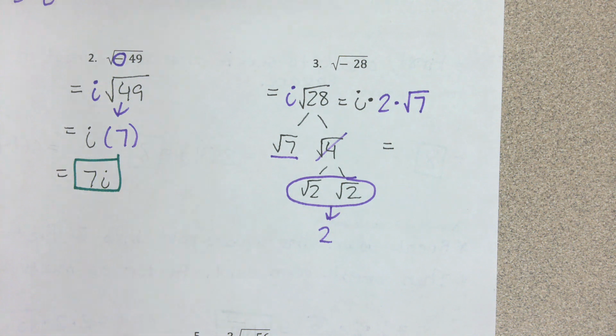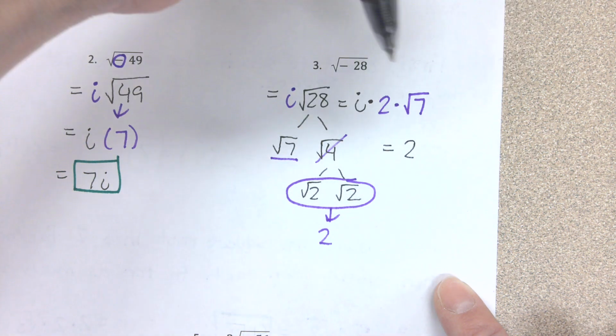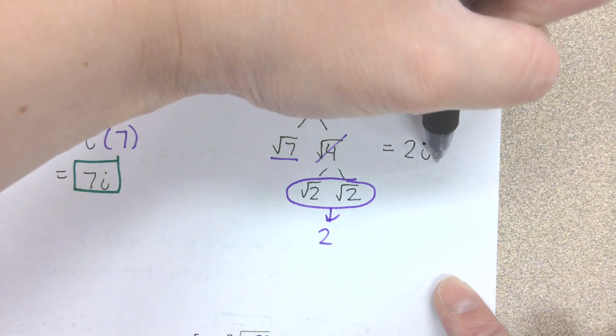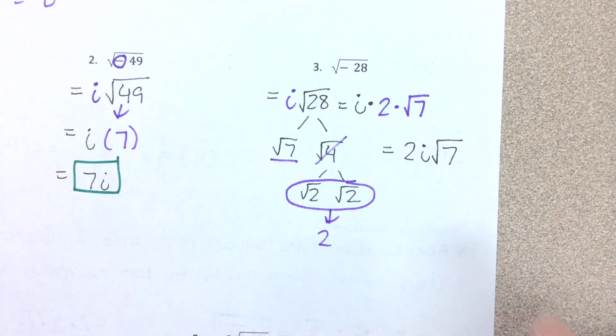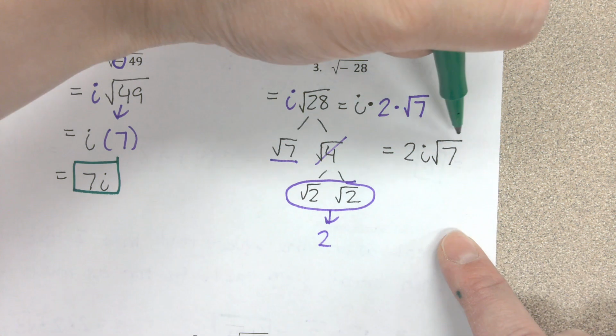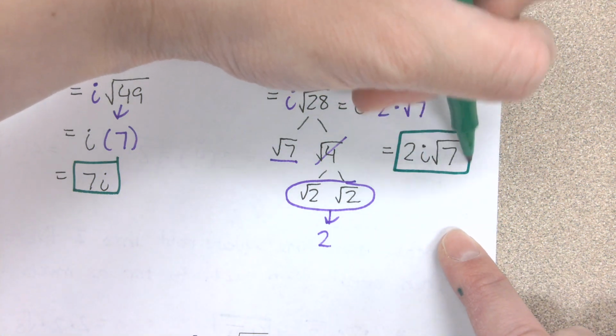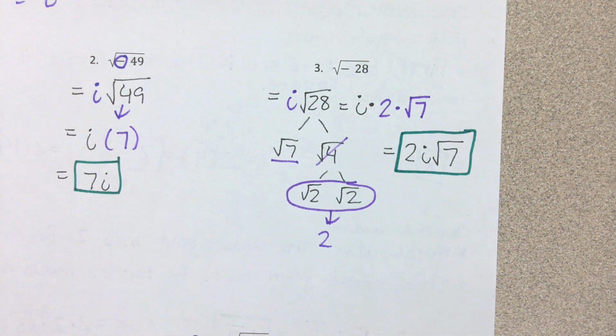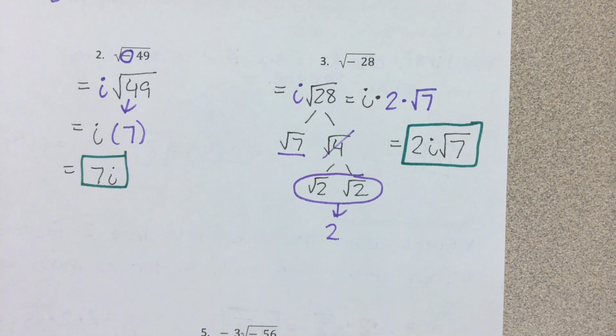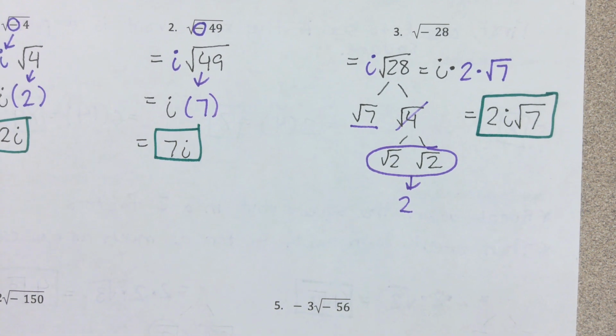Writing our final answer, we're not actually multiplying anything. We're just putting these things in the correct order. First, we have the whole number 2, then the i, then the square root. 2i square root of 7. Questions on number 3?